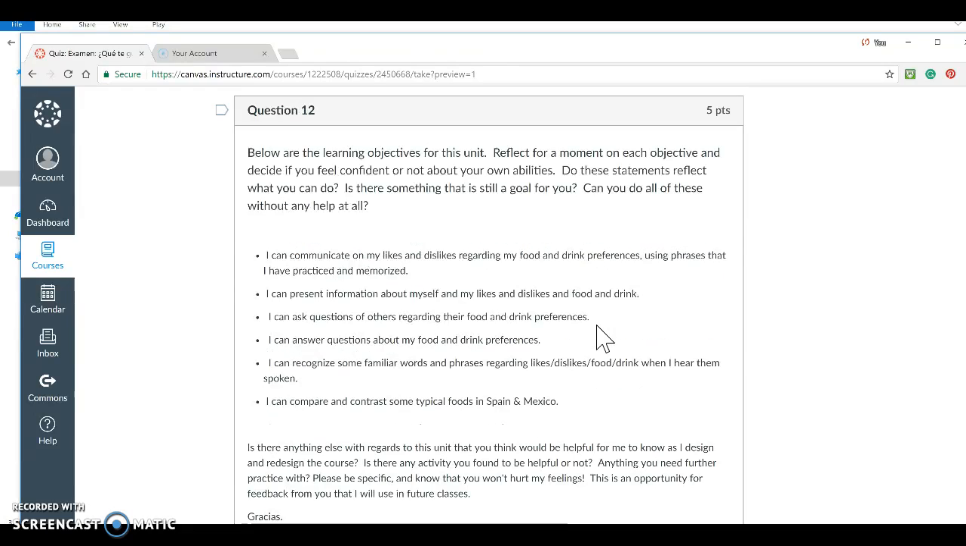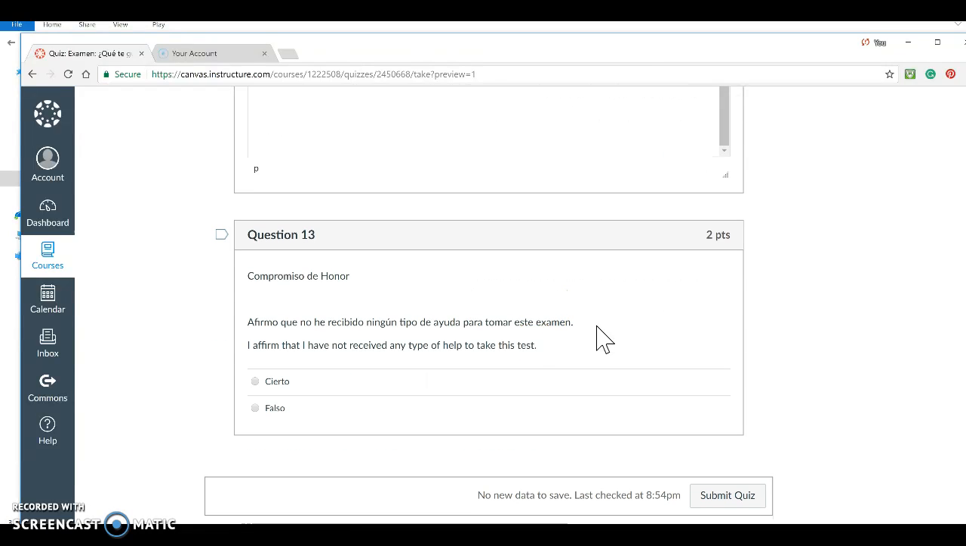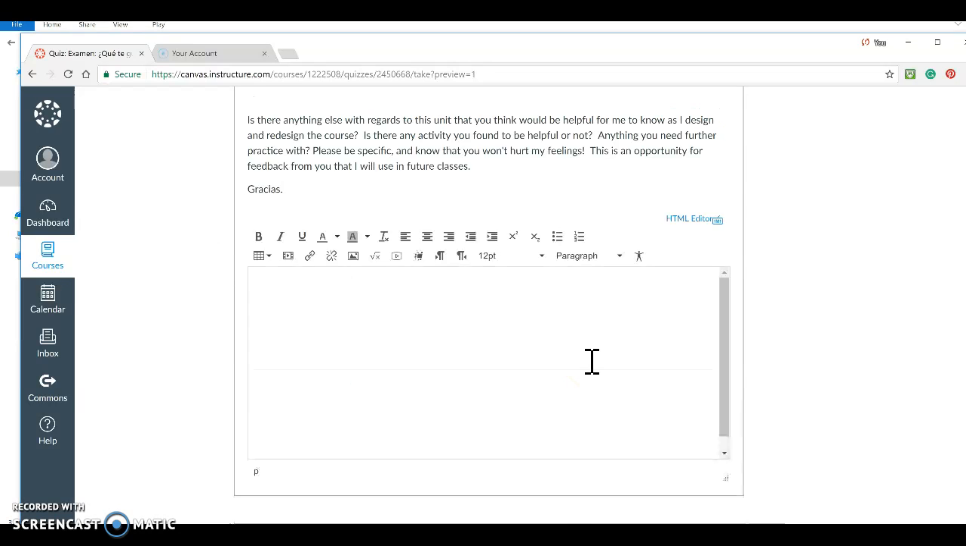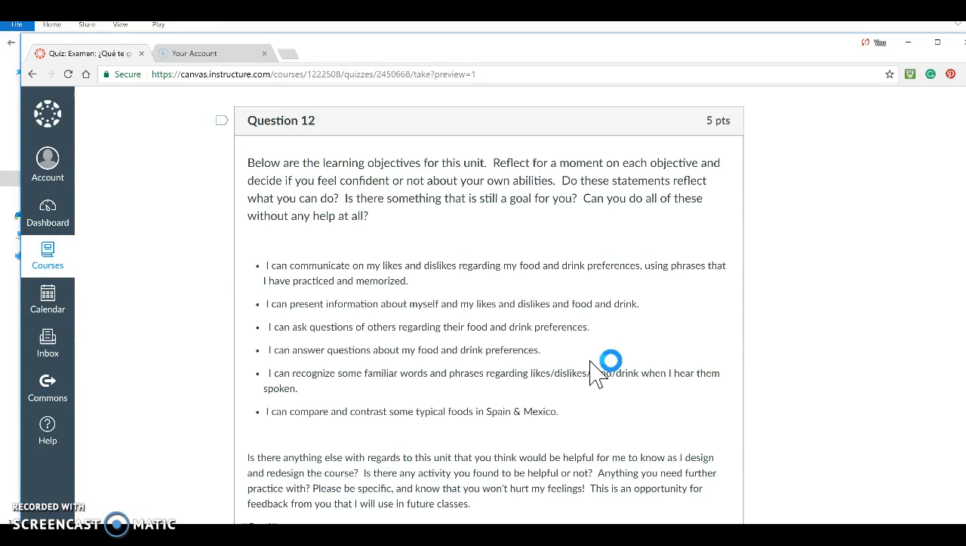And then just before I get to this last question, which is the academic honesty true or false, I've included a little something just because I thought I'd like to see what would happen and get anybody's feedback. I was leaning towards the Linguafolio article, about having them evaluate themselves. Do they still need help with something? Can they do it on their own?